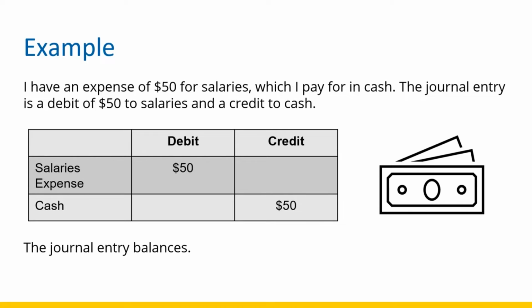In this next example, I have an expense of $50 for salaries, which I pay for in cash. And the journal entry is a debit to salaries, which is an expense. If I want to increase an expense account, I debit the expense, and I'm decreasing my cash. So I'm crediting the cash. Again, debit to increase the expense, credit to decrease the cash.